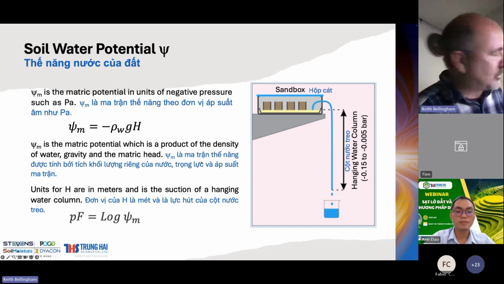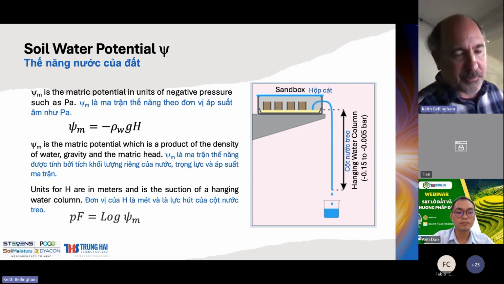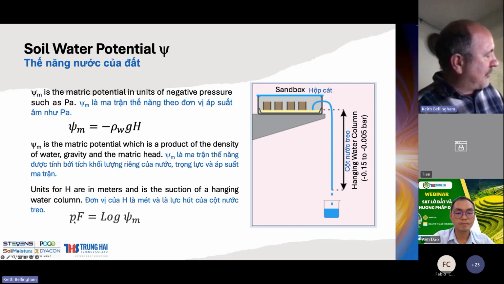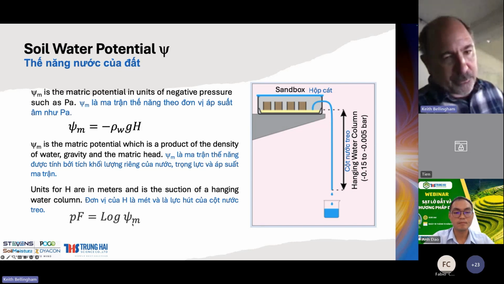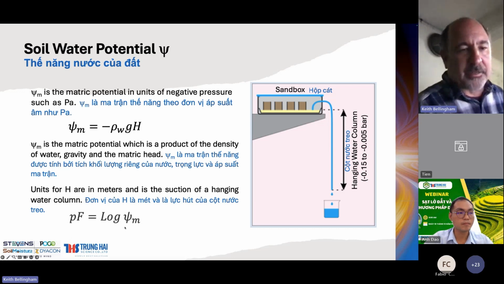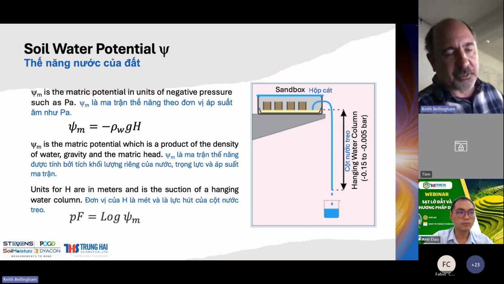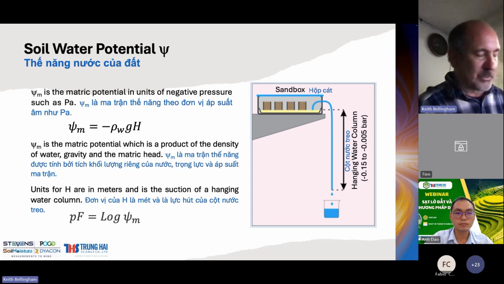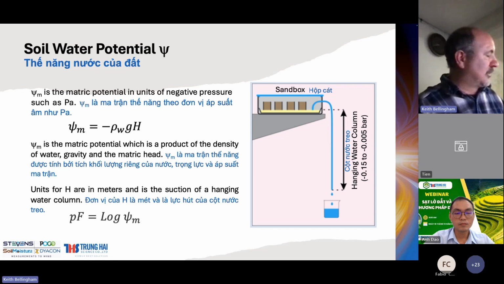They're just different units. One's measured in meters and the other is measured in units of pressure, like bar or hectopascals. Another unit you might see is called the PF. The PF is the log of the matrix potential. And this is convenient for when pressures get very, very high. They get into the millions, and mathematically it's easier to use the log of the pressure, because if the pressure gets into the tens of thousands or millions, then taking the log of it is an easier number to deal with. You see the PF in the scientific literature.